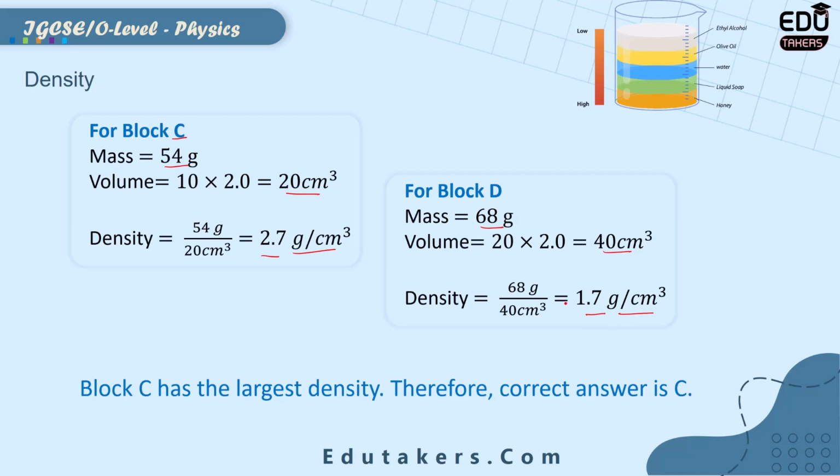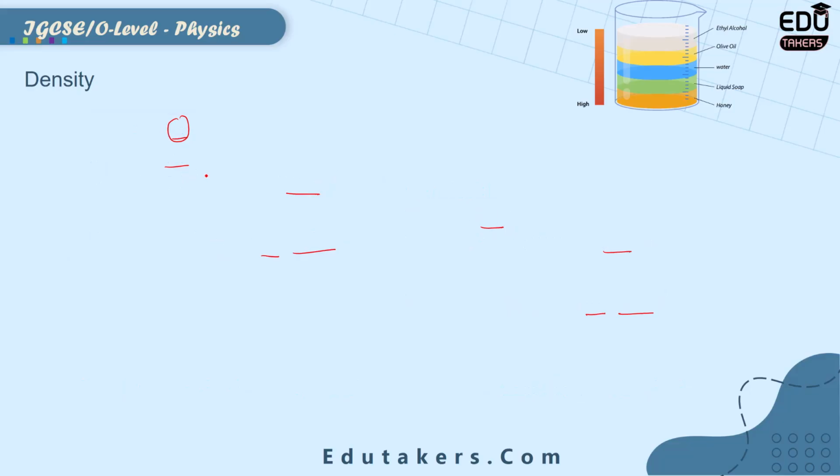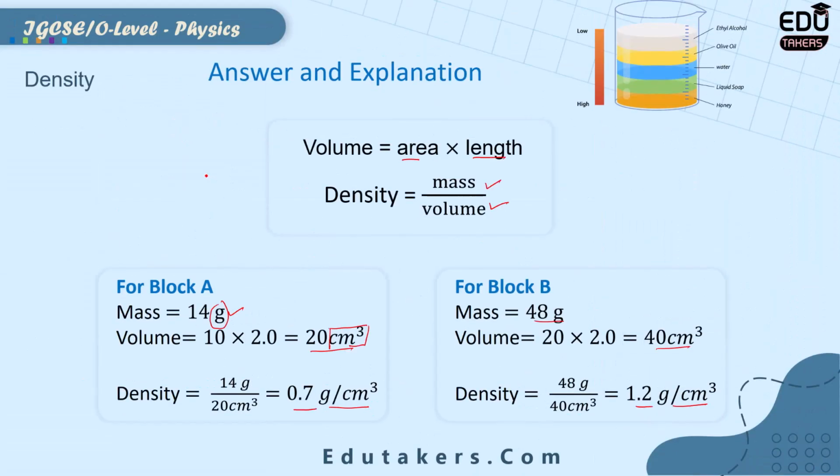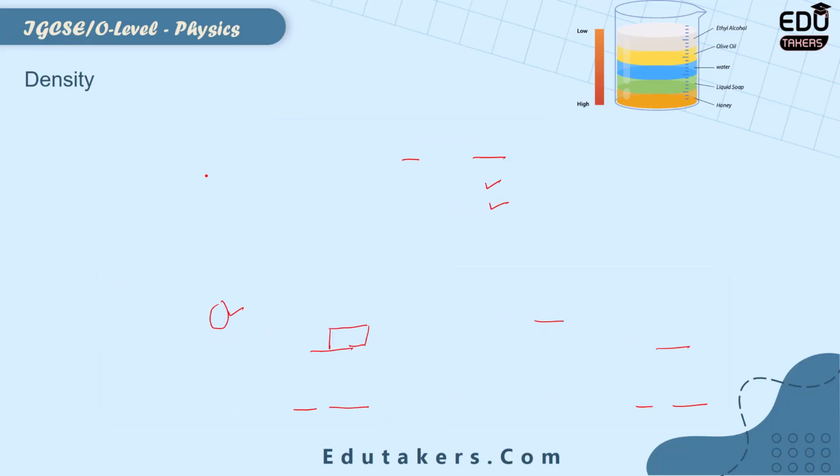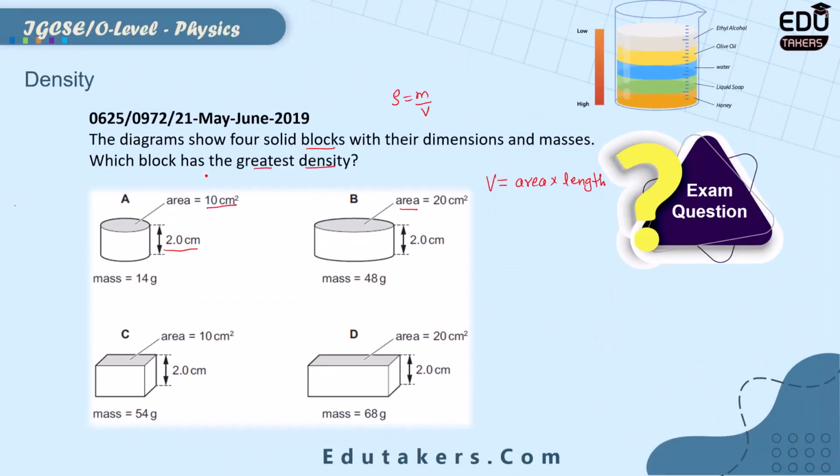At the end, you need to see the density for all of these blocks and you will observe that the density for the block C is larger as compared to A, B and D. You can also see for the block D, the density is 1.7, while for A it's 0.7 and for B it's 1.2. It means that the density for the block C is larger as compared to A, B and D. So C is the correct answer.